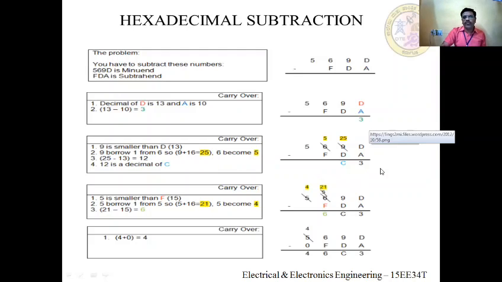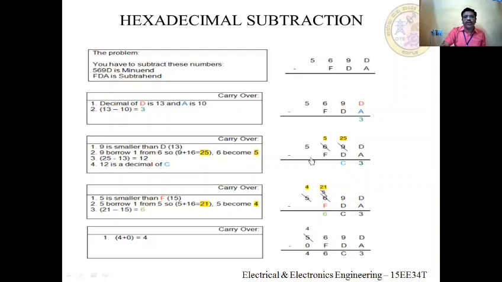So in step number 2, what do we have to do? We have to subtract D from 9. So this is step number 2: 9 minus D. The decimal equivalent of D is 13. 9 minus 13 is not possible. When subtraction is not possible, we have to take a borrow from the next higher bit.